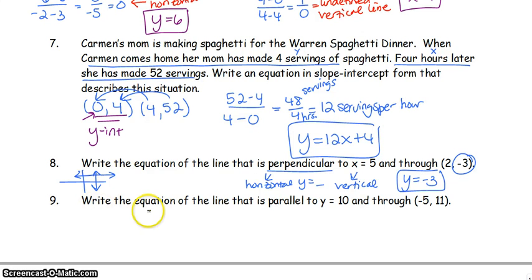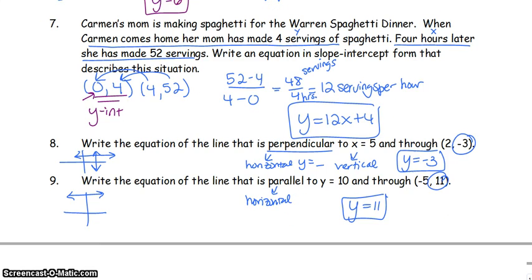For number 9, we've got write the equation of the line that is parallel to y equals 10 and through that given point. So y equals 10, that is a horizontal line at 10. If I want it to be parallel, I want another horizontal line, which means I want another y equals. So in this case, it would be y equals 11. So just remember the relationship between vertical and horizontal.